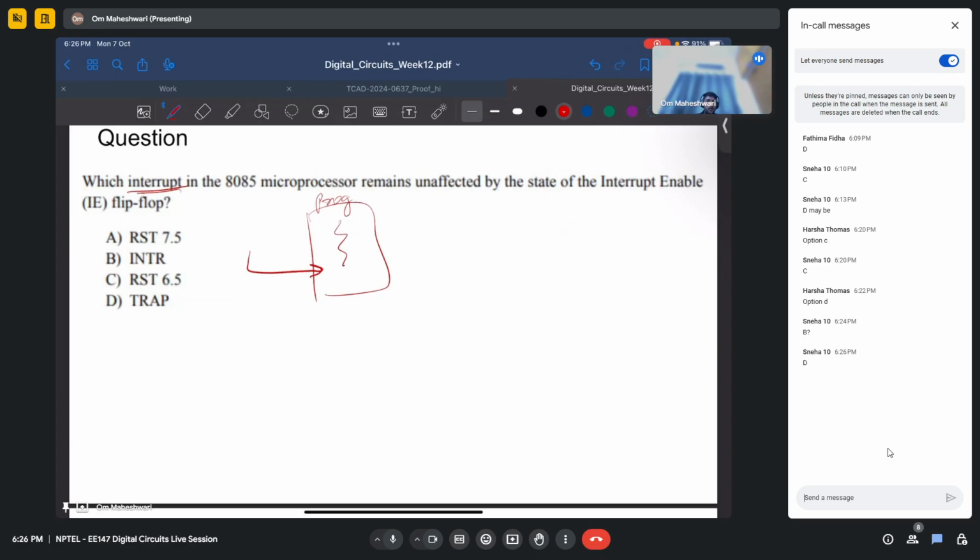All have different priorities. Basically, when an interrupt happens, whatever the program is doing, it finishes its ongoing instruction and then it performs what the interrupt is asking to do.